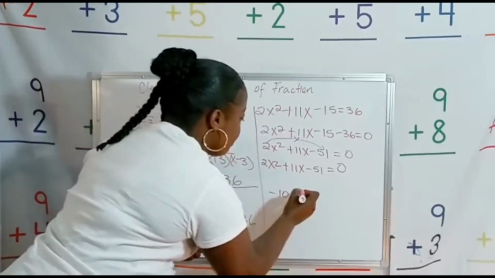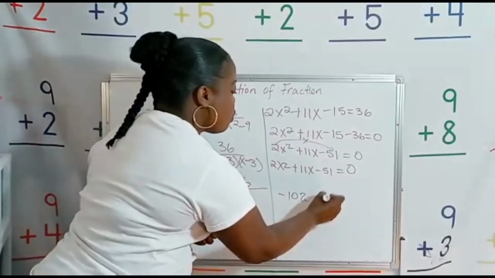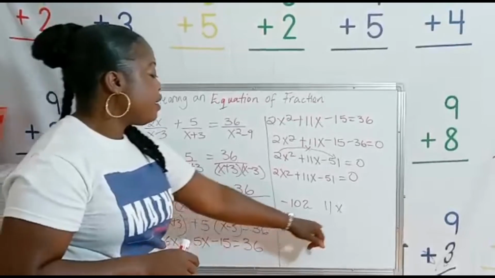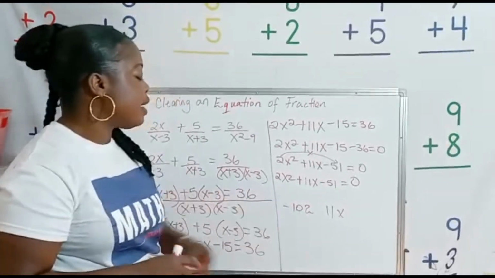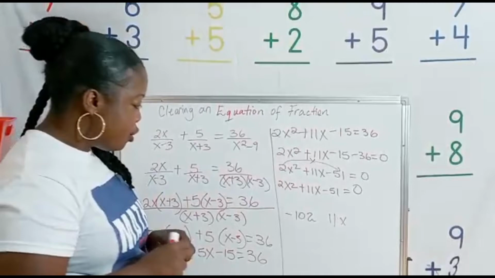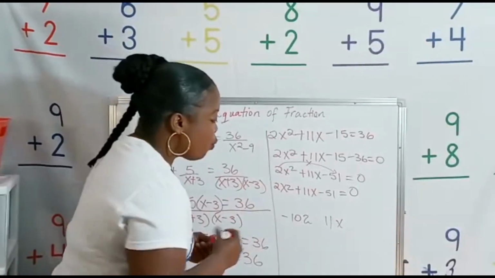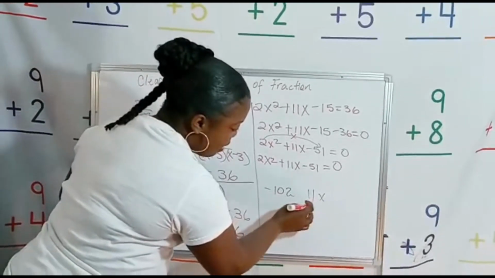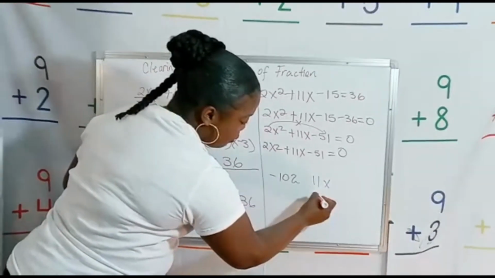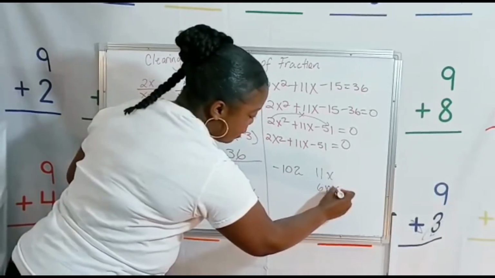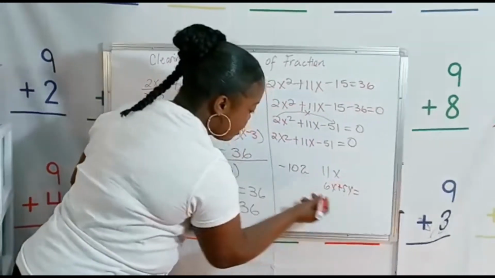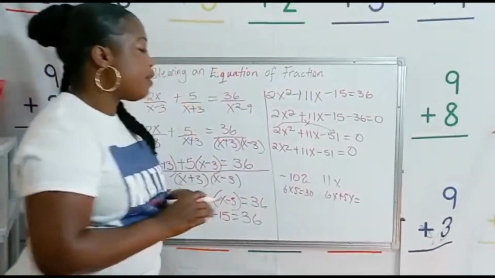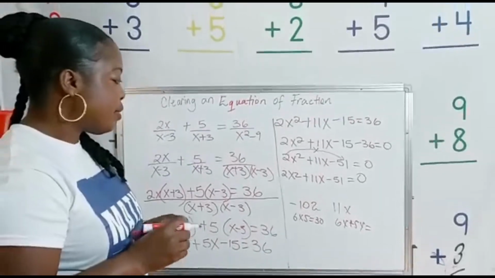So I'm just going to do a side note here, and then I'll erase it. And we still have our 11x. So I'm trying to figure out a number that I add to get 11x, but multiply to get negative 102. So I can play around with numbers. If I have 11x here, I could do 6x plus 5x. That would give me 11x. But if I do 6 times 5, that's just 30. So I'm not there yet. I can try other numbers as well.